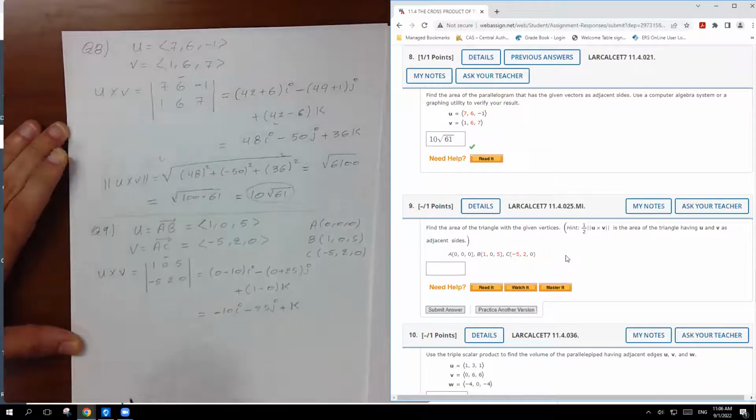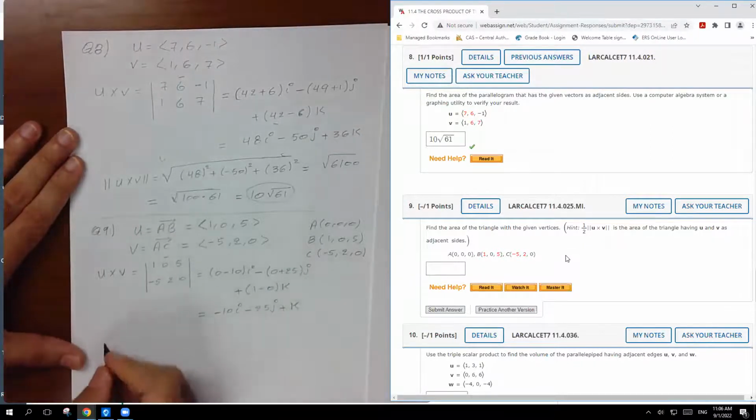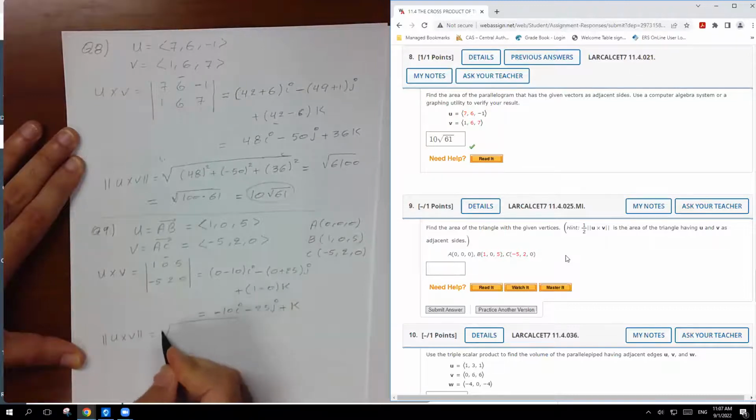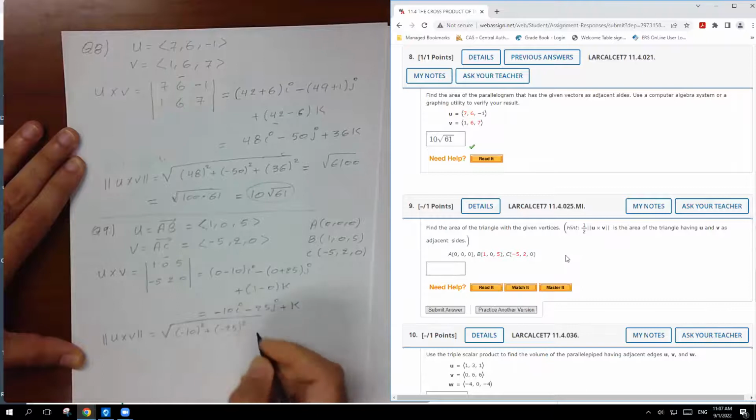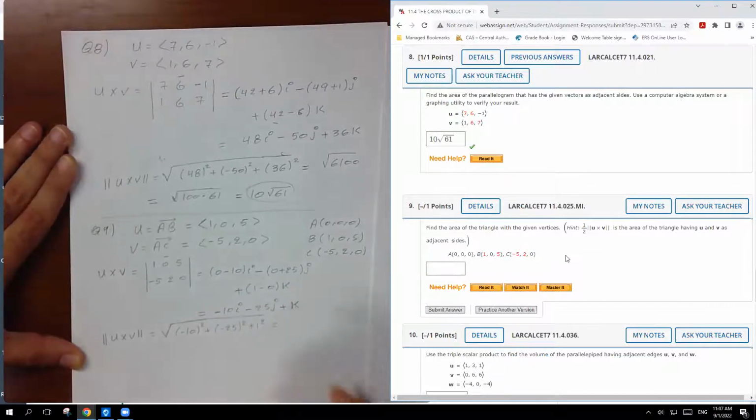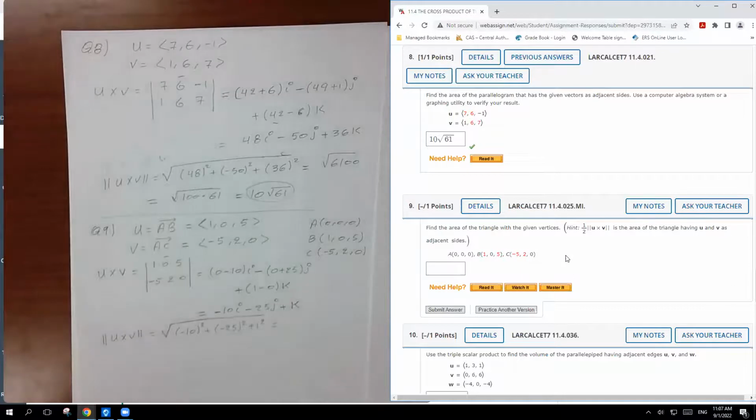Then, next step, I need to find the length for this one, to find the area for the parallelogram. So the length of the cross product is going to be the square root of -10 squared plus -25 squared plus 1 squared. That means 625 plus 100 is going to be 725.